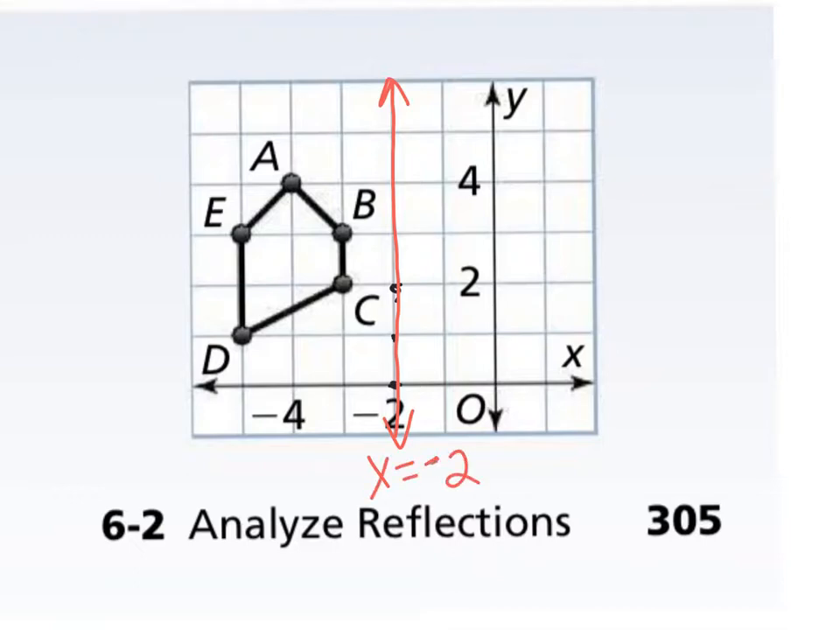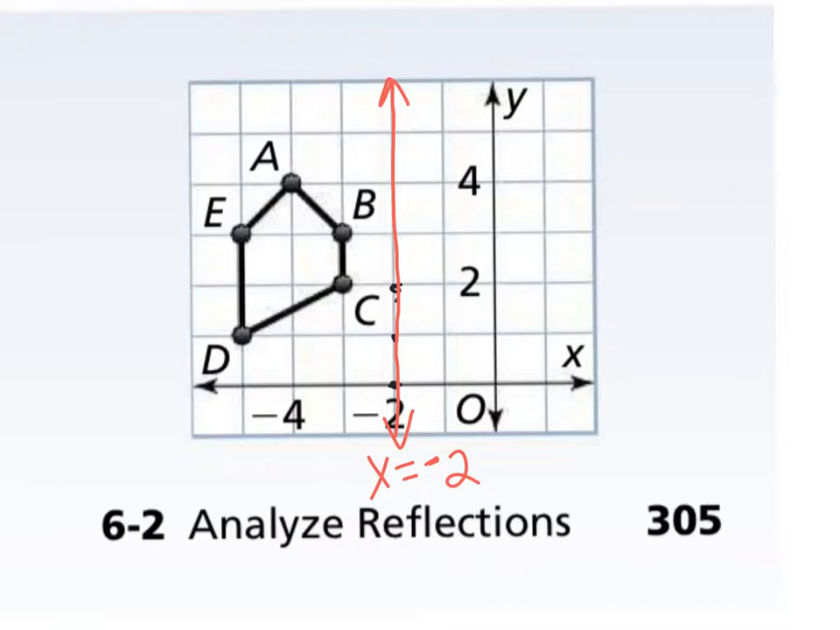And it might seem counterintuitive here. We might think, x equals something. X, we're thinking normally horizontal, but all the points where x equals -2 are going to be on this vertical line. So if we draw that line, now we can look and see how far our points are away from the line. So A, you can look, is 2 units to the left of that line.